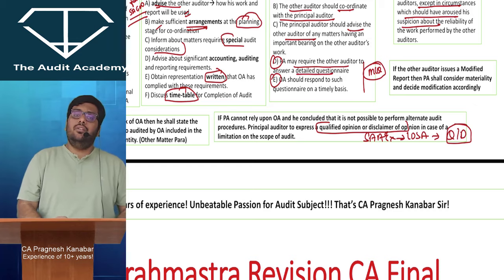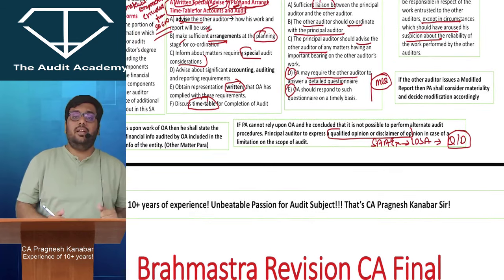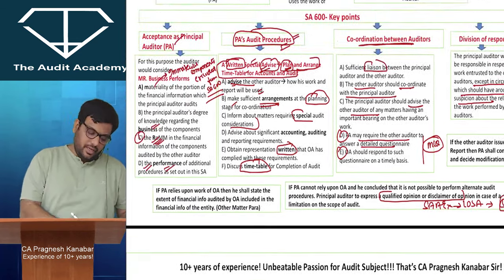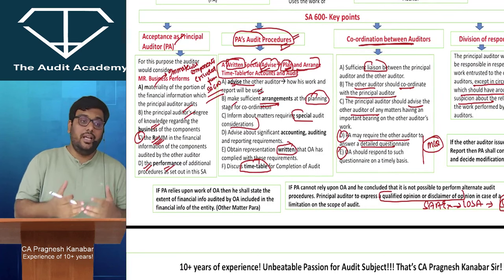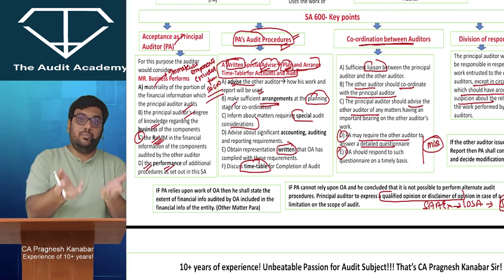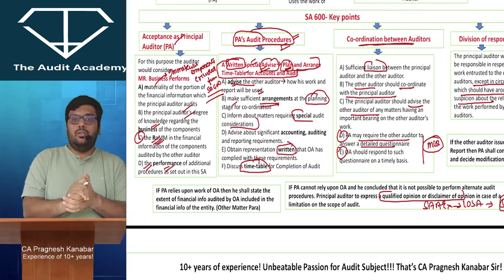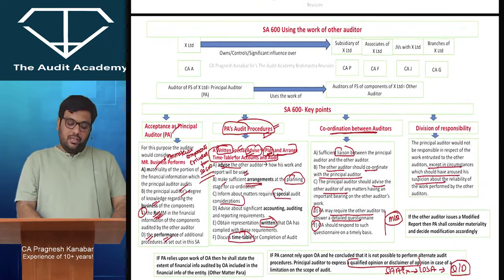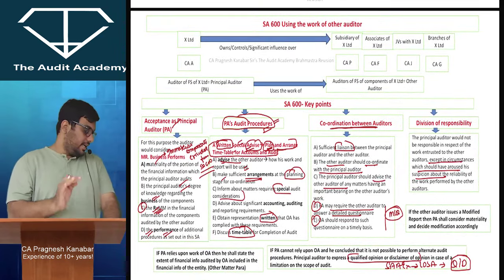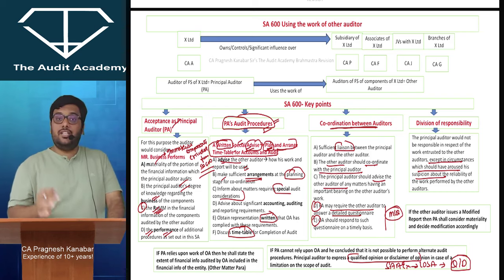Sir, why not clean opinion? This can be immaterial component also. I told you in the very beginning itself that first you evaluate the materiality of the component. Only if the component is material for you, then you move ahead. And if you are not able to trust the financials of that material component itself, then at least it will lead to either a qualified or disclaimer of an opinion. I hope I am clear with this, and these are the key points when it comes to SA 600. Entire SA is extremely practical.